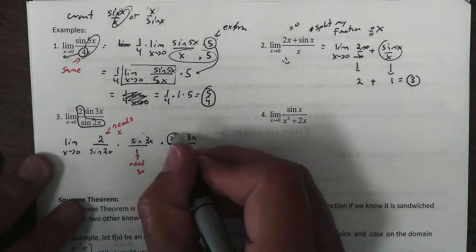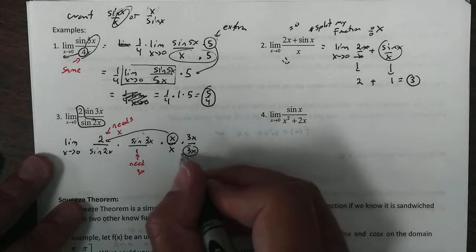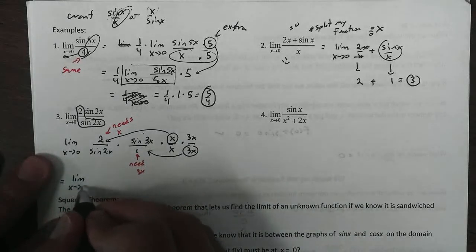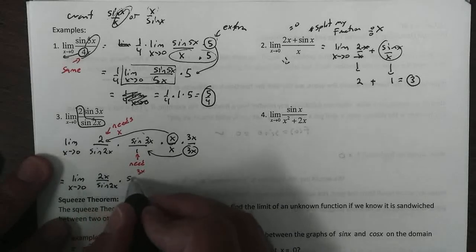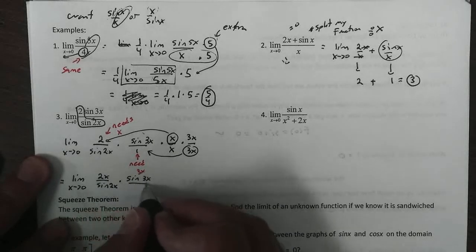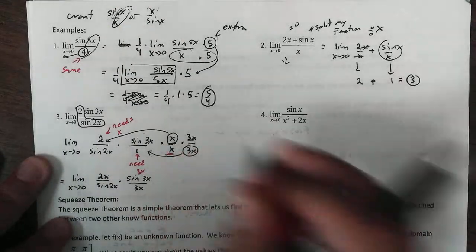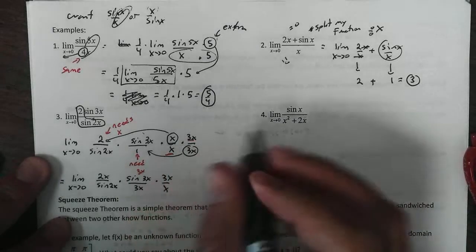And I just match up their like part. I want this x to go here, and this 3x goes to here. And then I can just write out what I have left. The limit as x goes to 0. This becomes 2x over sine 2x times sine 3x over 3x. And don't forget, this x and this 3x are left over. So I got this 3x over x.